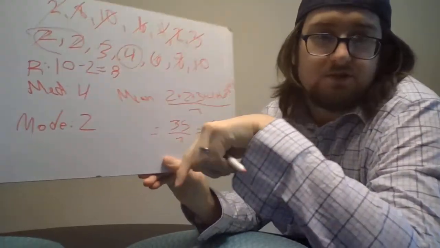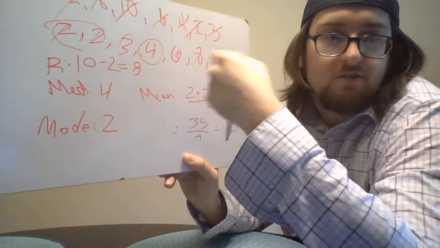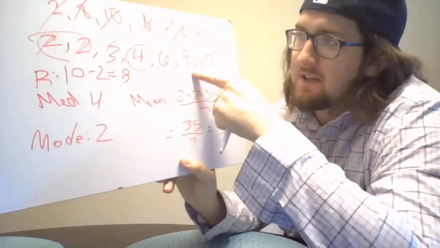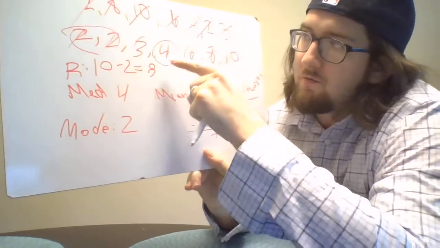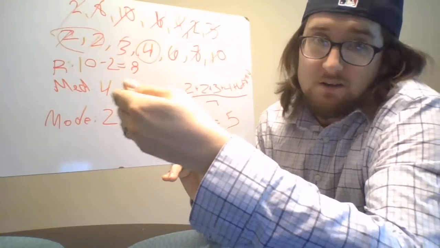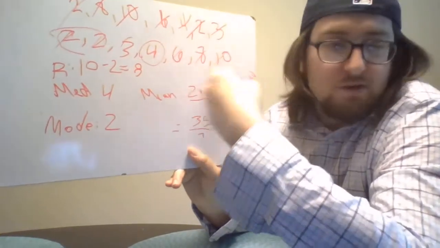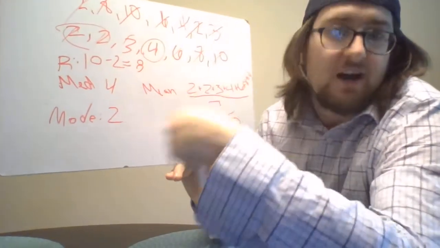What does that mean, Mr. Stowe? That means that the average number on here is 5. So if this was like the amount of hot dogs bought by a person, somebody bought 2, 2, 3, 4, 6, 8, and 10, the average that place sold was 5 a person. That's interesting because 5 is not even a number that was chosen once. However, the average amount that went was 5.